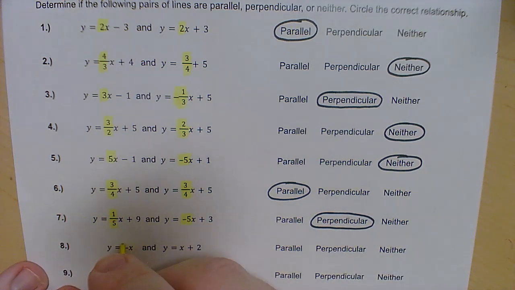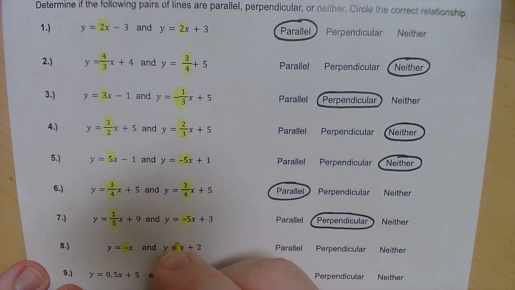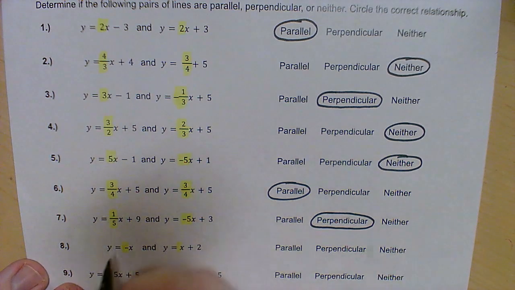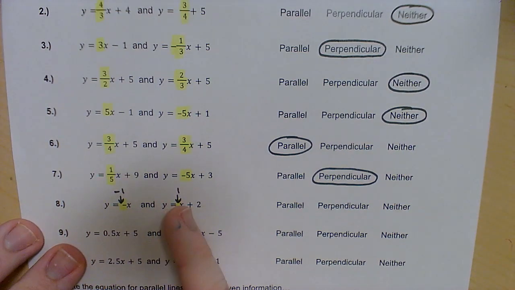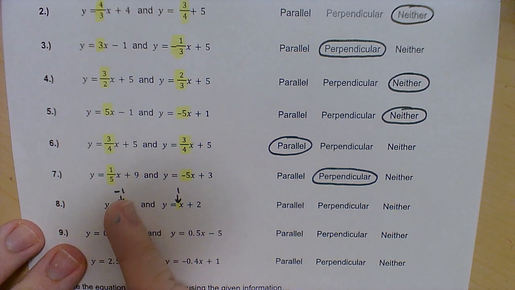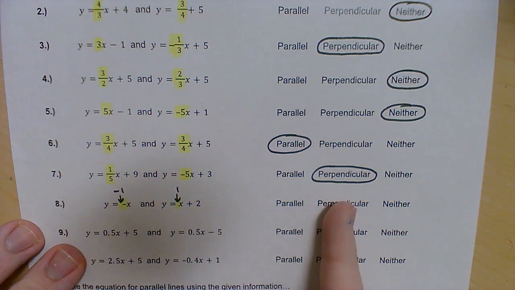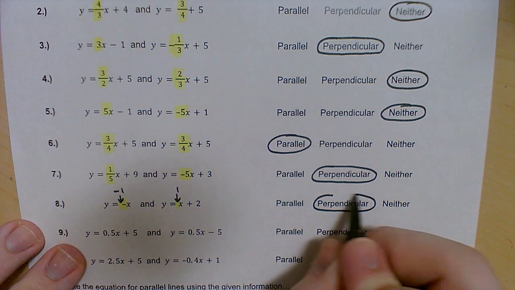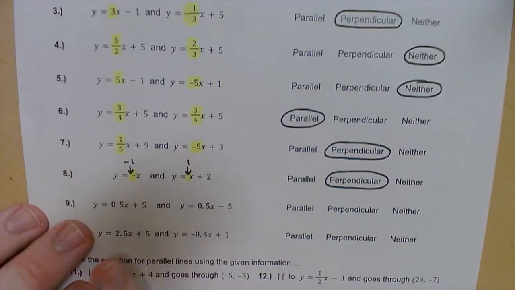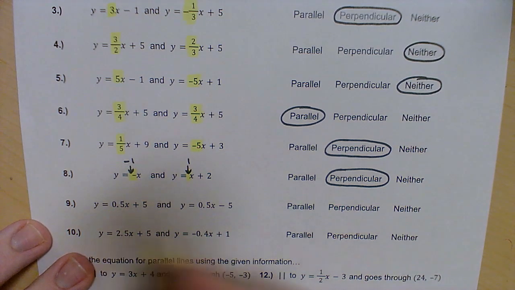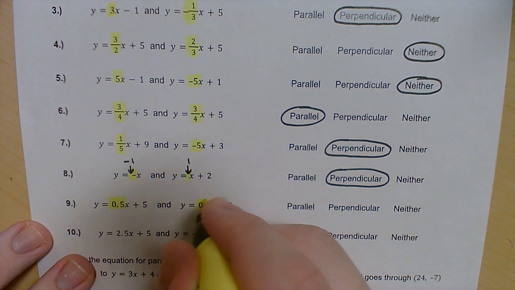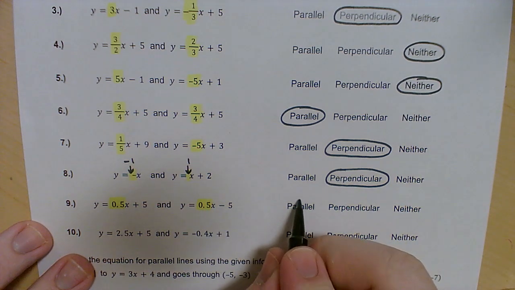So we've got -1x and 1x. So here, this is -1. Here, this is 1. Well, the opposite reciprocal of 1 is -1. And if you have to, you can multiply -1 times 1 to see that these guys are perpendicular. Oh, we don't have a fraction here, we have a decimal. But the slopes are still pretty easily identifiable. 0.5x and 0.5x, those are the same slope, parallel.